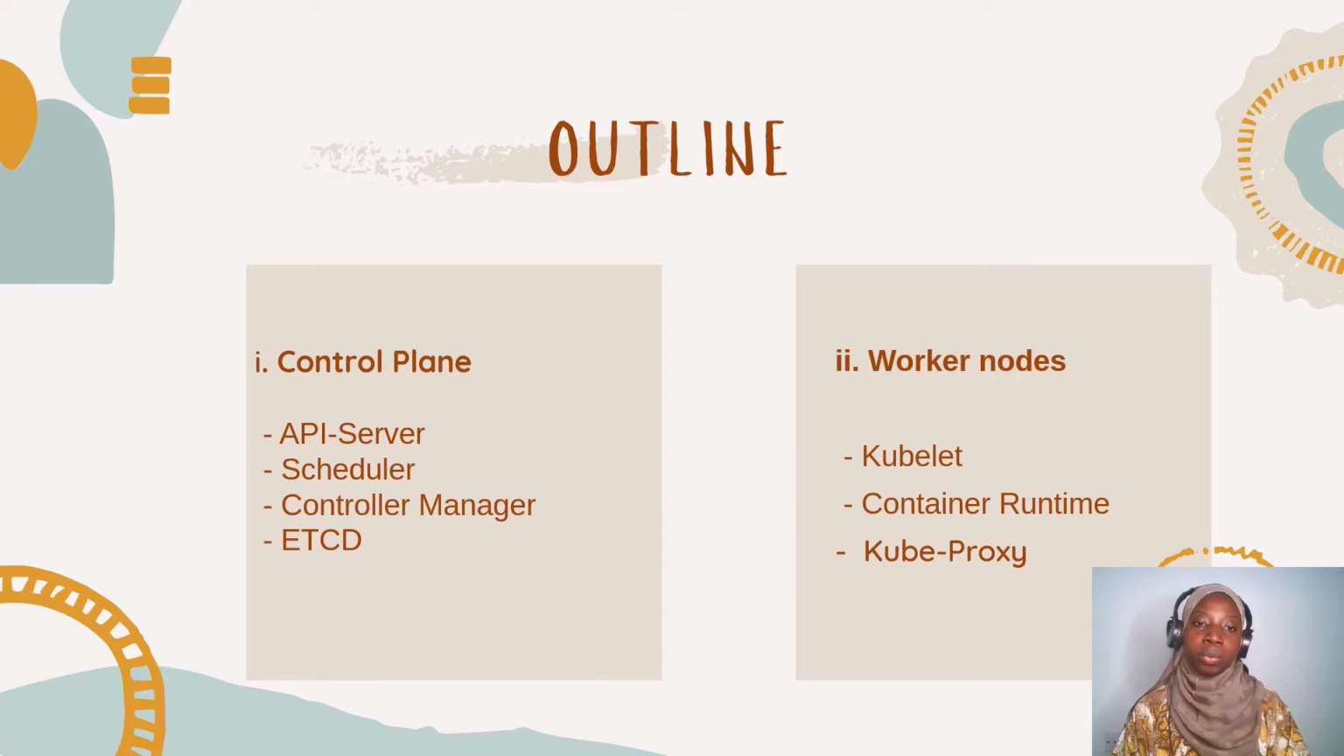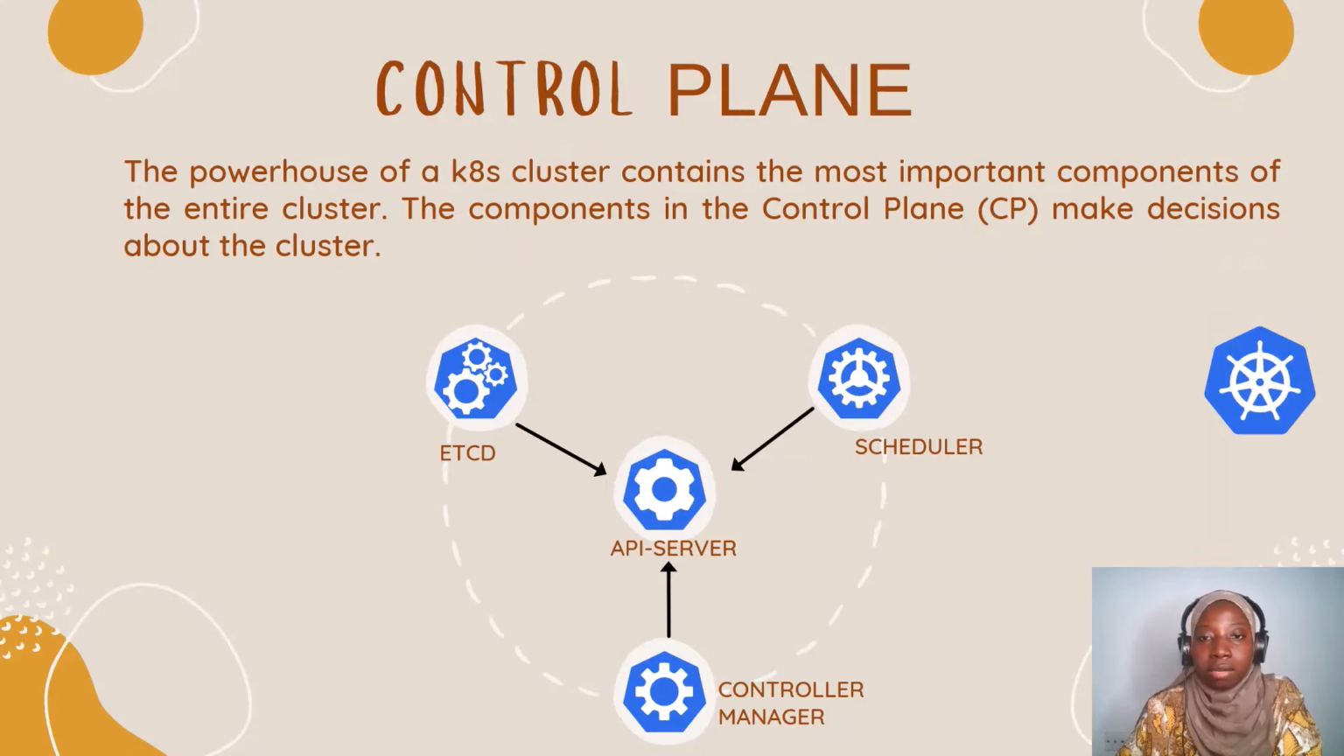For a control plane, we have the API server, the scheduler, as well as the controller manager and the etcd. For the worker node, however, we have the container runtime, the kube-proxy, as well as the kubelet. Okay, so let's look at all this one after the other.